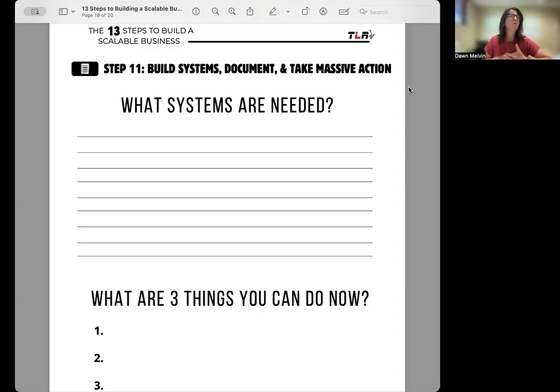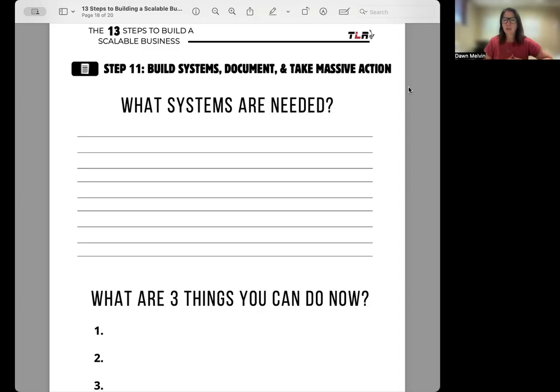Let's talk about what types of systems are needed. You need systems for any type of procedures or operation. So lead generating, lead converting. How about a follow-up system? What is your follow-up system? Maybe it's things like your transactions. What is your system for putting a contract together? What is your transaction management and compliance system? You need to have that in place.